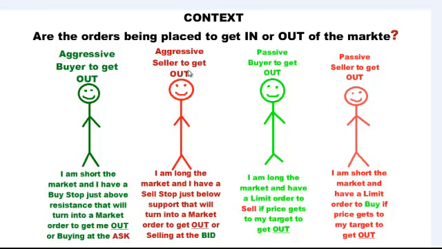Same thing if I'm selling and I'm short the market and it comes up and I got my price just below support, and a price goes, let's see, I'm short, let me think. Okay, I thought about it and I'm saying it wrong. I am long the market and I have a sell stop just above support. In order to get out, and it turns into a bid.